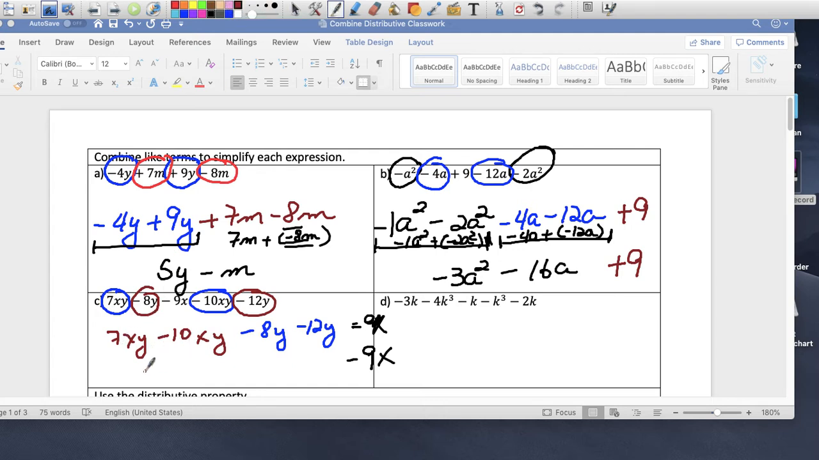7xy minus 10xy is negative 3xy. Okay, change it to addition if you're not comfortable. And then negative 8y, remember it's from here to here. Negative 8y minus 12y becomes negative 20y. And that's my final answer.